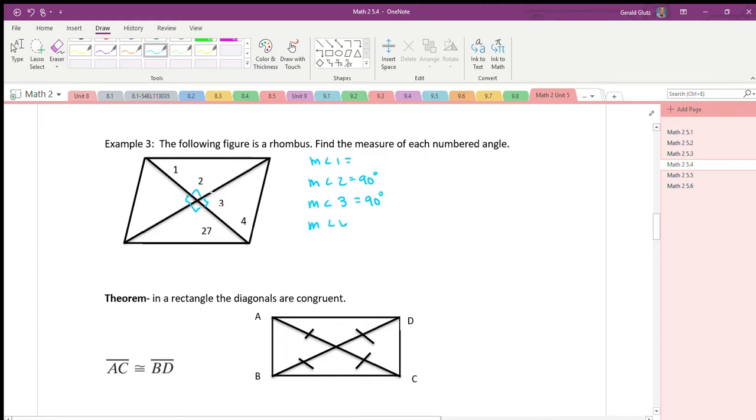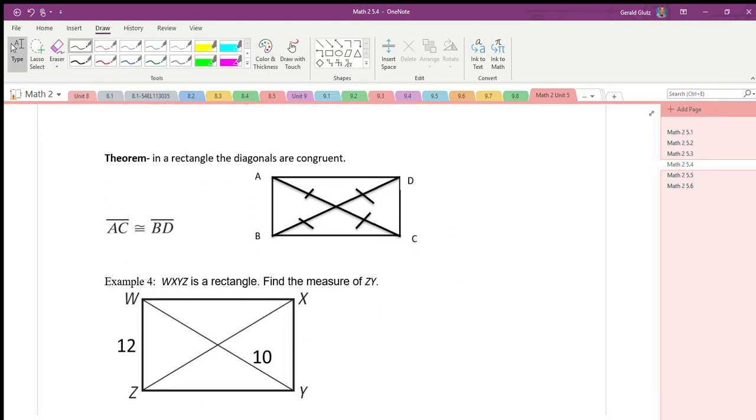And then we've got to figure out angle 4 and angle 1. This right here is 27 degrees. Diagonals bisect the angles they touch, so this has to also be 27 degrees. So angle 4 is 27 degrees. Opposite angles are congruent, so these are both going to be 27. So angle 1 will have to also be 27 degrees.